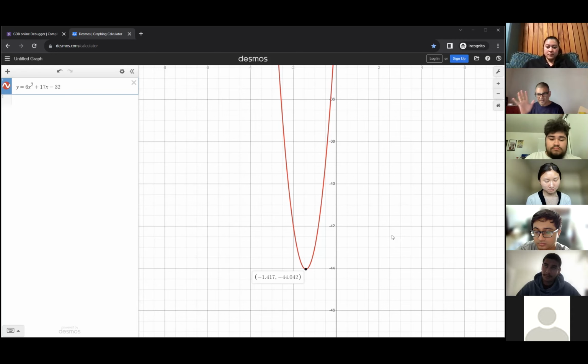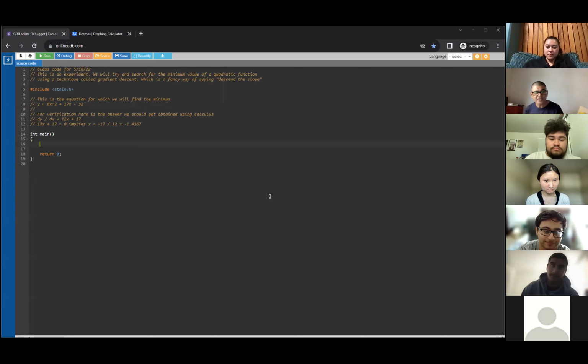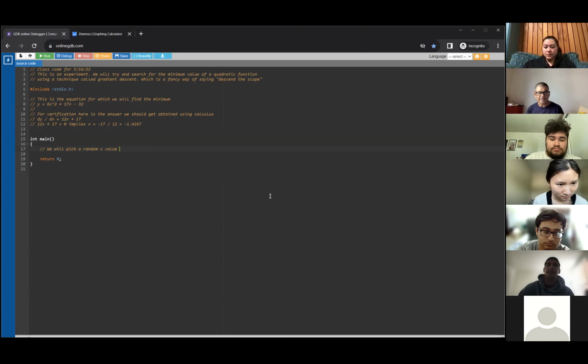Yes? Now we want to discover this. We saw this visually. We proved it with calculus. Now we're going to find it computationally. So now let's go back to your code. Inside the code, in your main, open a comment saying: we will pick a random x value, find the slope of the curve at that place.